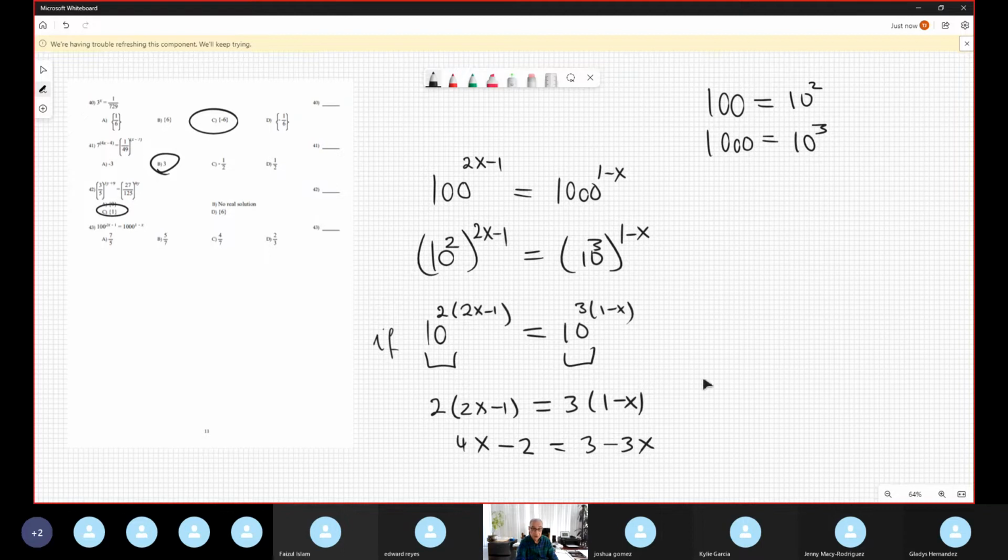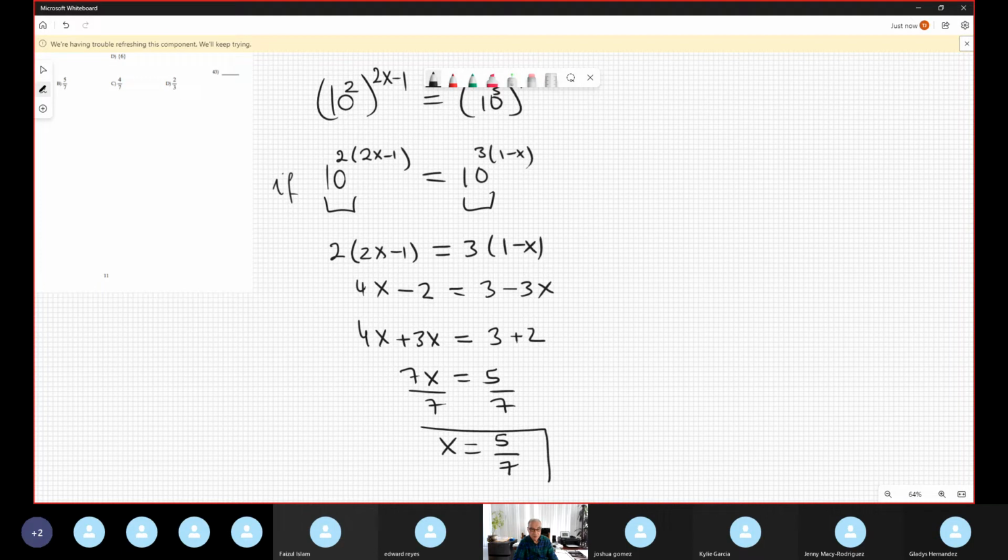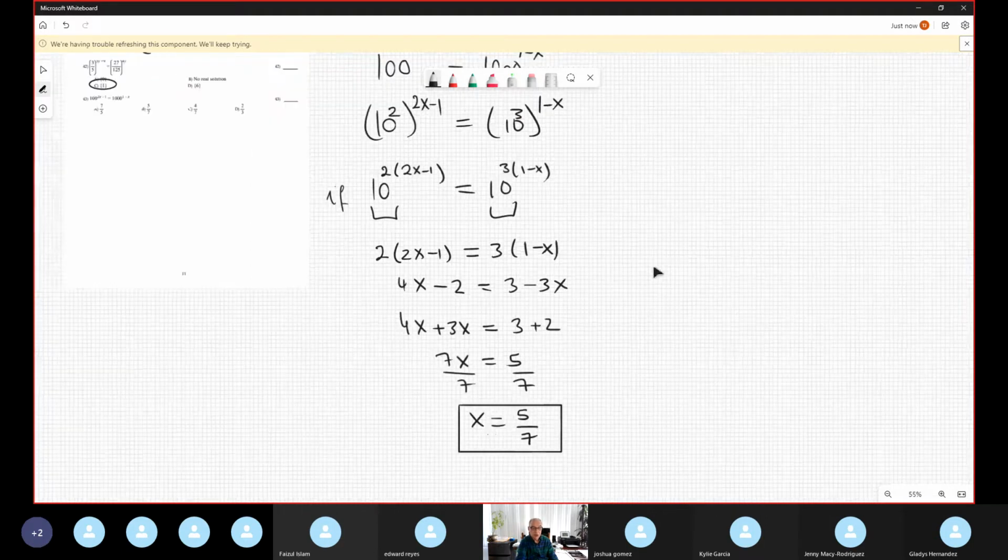Okay, now a linear equation. 4x plus 3x is equal to 3 plus 2. This is 7x and this is 5. Dividing by 7 both sides, the answer is 5 over 7. And you don't need to check it. So you are doing well, you have no problem, because the exponential equation always gives me good solutions.